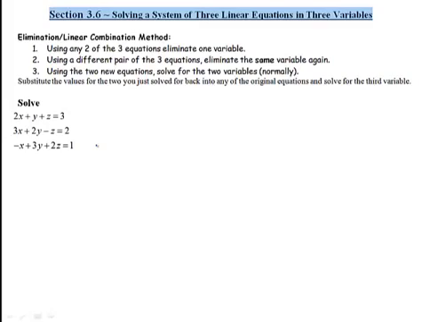So it says use any 2 of the 3 equations to eliminate a variable. You just decide. Pick any 2 you want. Do you want to do the first 2, the second and the third, or the first and the third? I'll just stick with the first 2. And because I like to be pretty neat, I'm going to rewrite what I have.